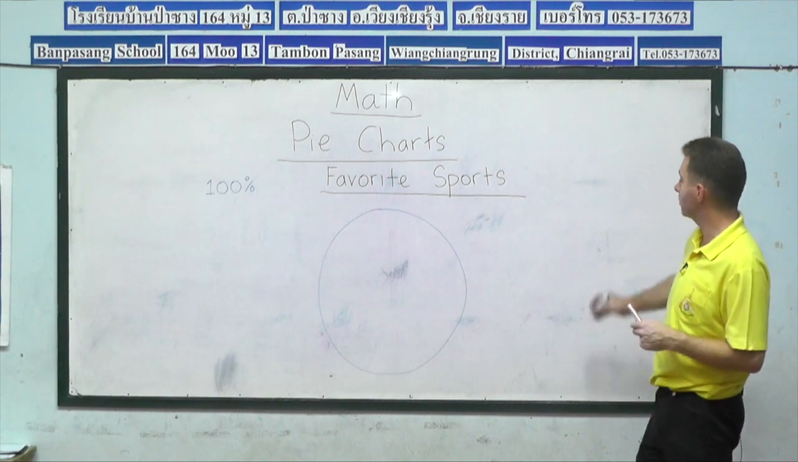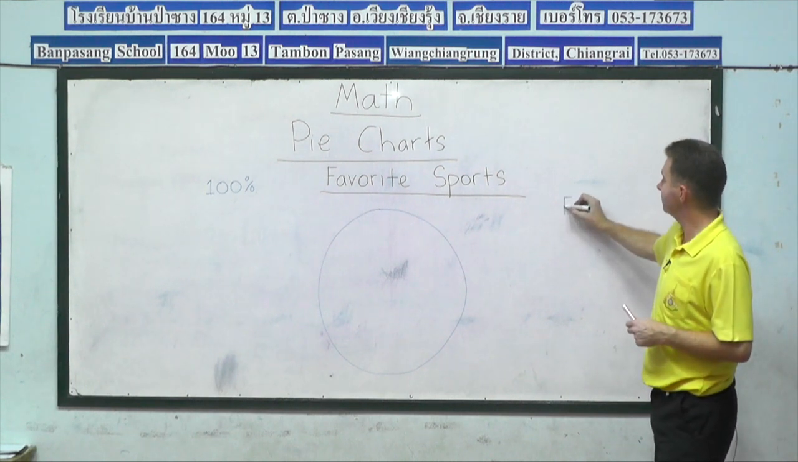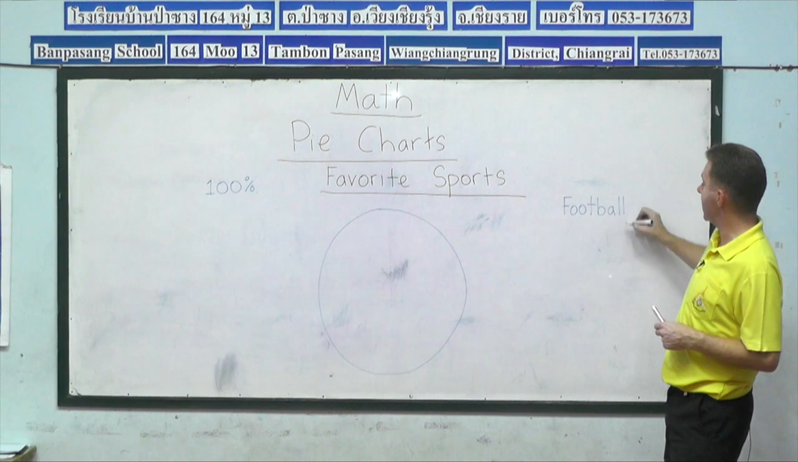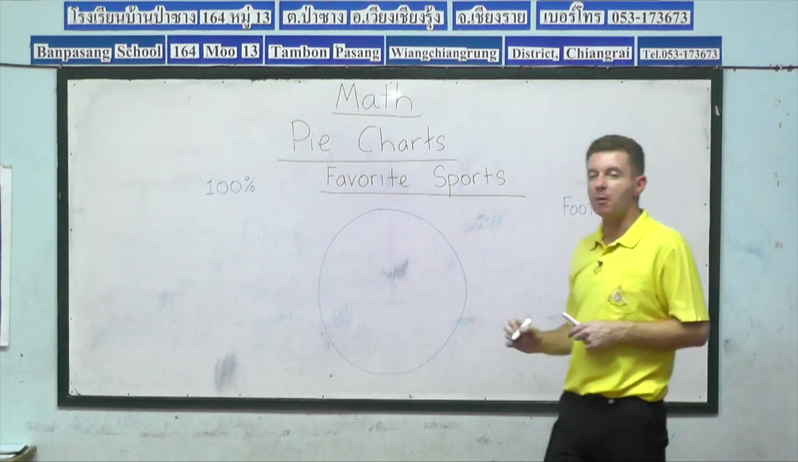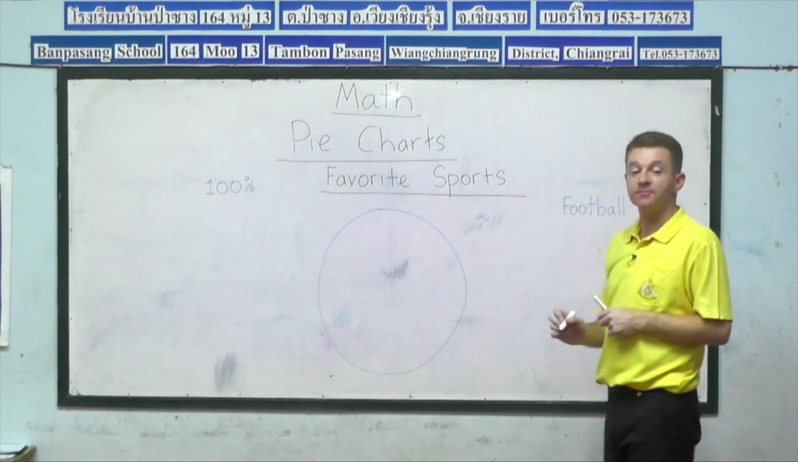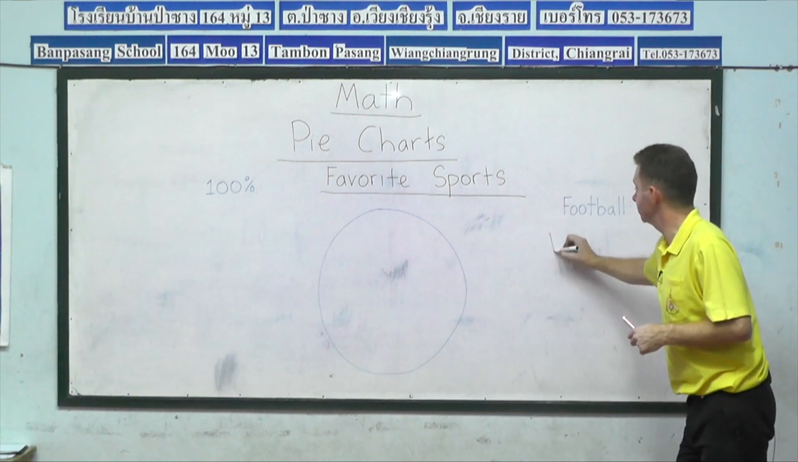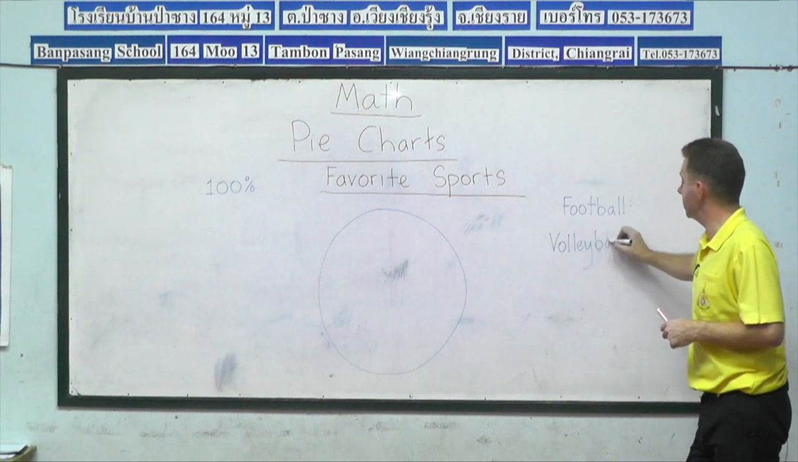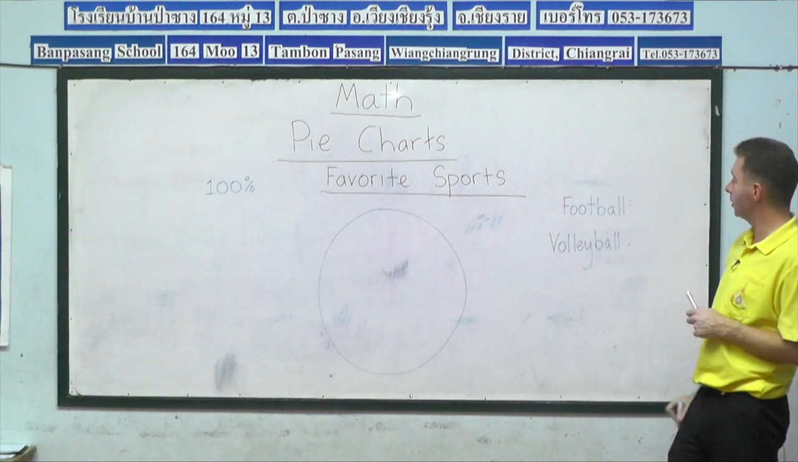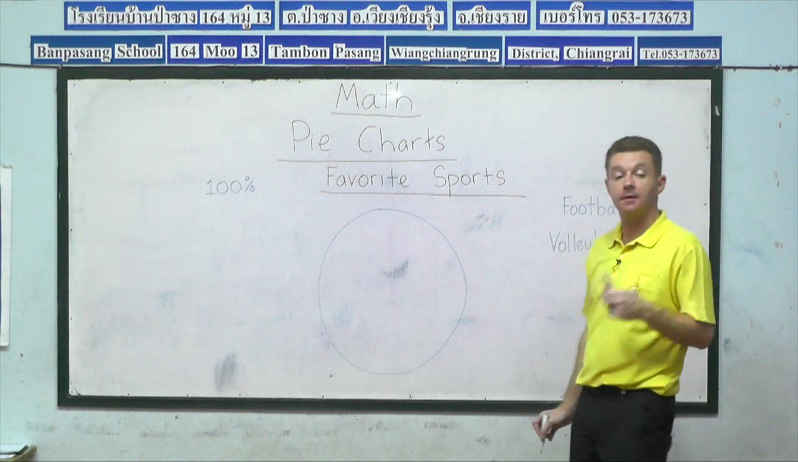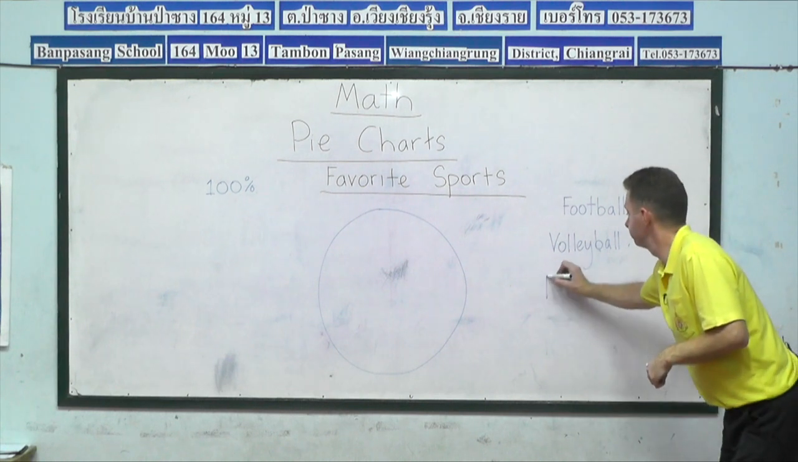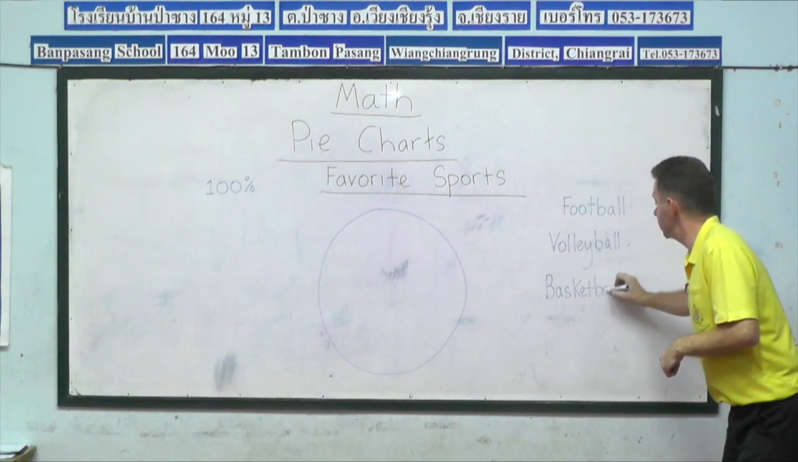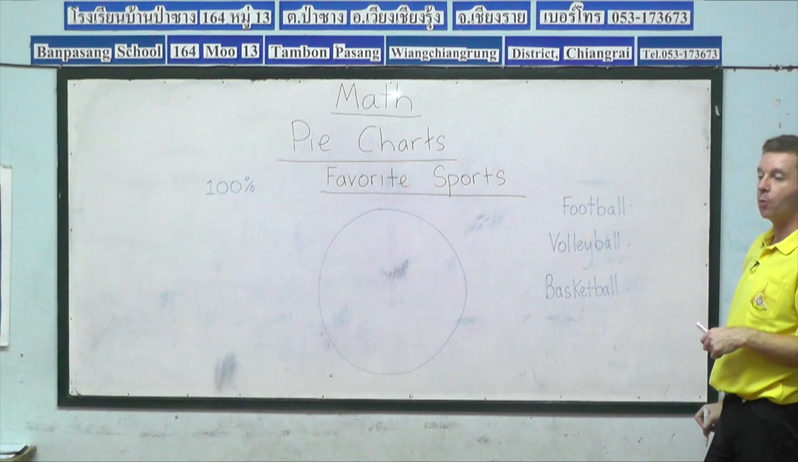Football. Football, a very popular sport. So we can have football here. F-O-O-T-B-A-L-L. Now let's see, we need about 4 different sports. Volleyball, okay. V-O-L-L-E-Y-B-A-L-L. So football, volleyball, and 2 more sports, please. Basketball. Okay. B-A-S-K-E-T-B-A-L-L. And then 1 more.